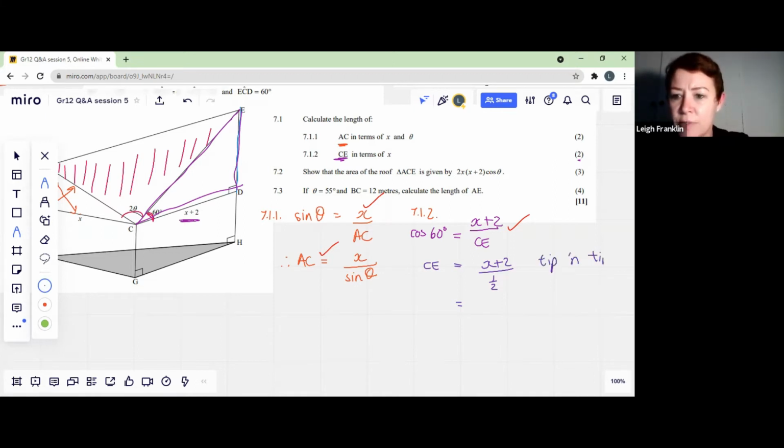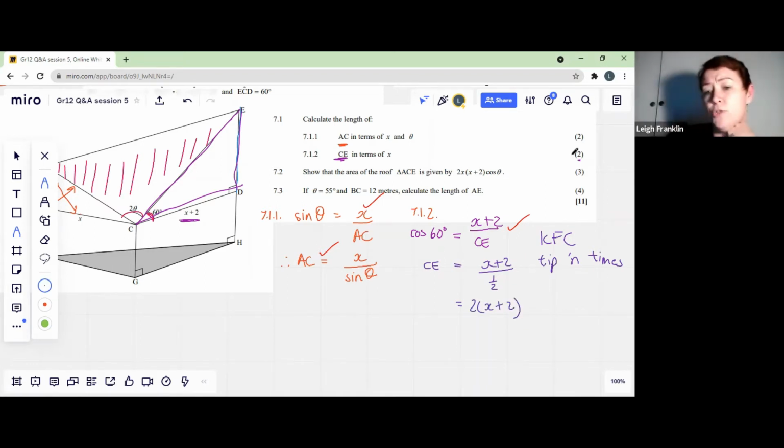Flip and times. Okay, or keep, flip, change. All right, so in other words, dividing x plus 2 by half is the same as multiplying x plus 2 by 2. So your final answer would be 2 times x plus 2. And I suppose if you remove the brackets, that would be absolutely fine as well.